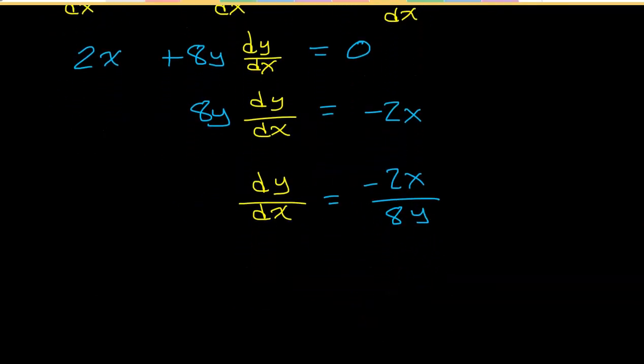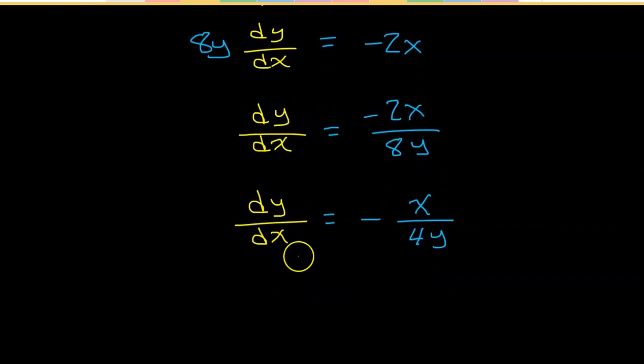Let's go ahead and simplify this a little bit. So I'll have dy/dx equals negative, and 2 over 8 reduces down to 1 over 4. So this will be negative x over 4y. And that's it. This is the derivative. So that means this is a little formula that tells me the slope of the curve at any xy pair.